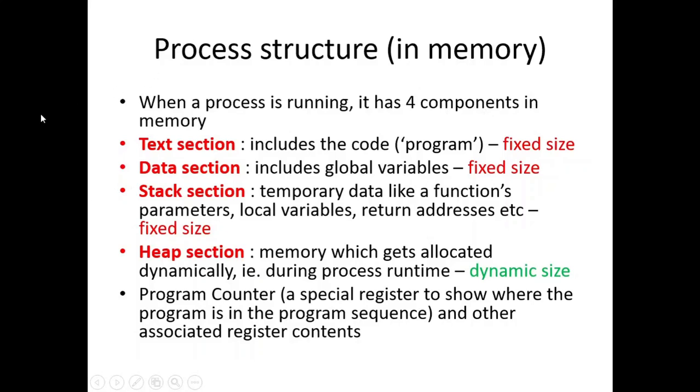Once we execute the program, it will become a process, and the process in memory, that is in RAM, will have four components. It has the text section, the data section, the stack section, and also the heap section. When we talk about the text section, as we know, this program should be executed, and only then does it become a process. Whatever code was there in the program, the text, is stored under this text section. And since the program is a fixed set of lines, the size of this is fixed.